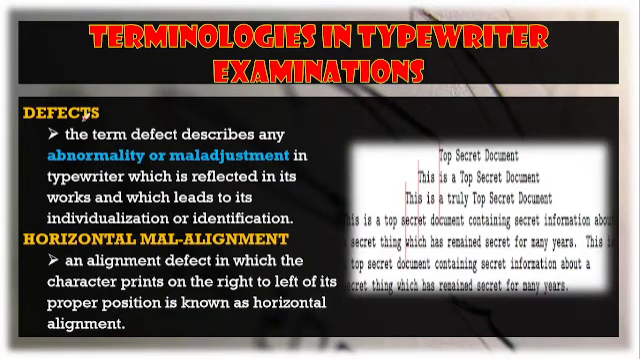Okay, and we have here the defects. Defects, we are referring to any defects. It's either a maladjustment or abnormality with regards to the style of the letter or with the alignment of the letter as well. And a while ago, this is another kind of defect, or to be specific, under the alignment defects. So we have here the horizontal alignment. By the word itself, alignment defect in which character prints on the right or left of its proper position. So as you can see, this has a good, naman sa illustration natin, it has a good horizontal alignment.